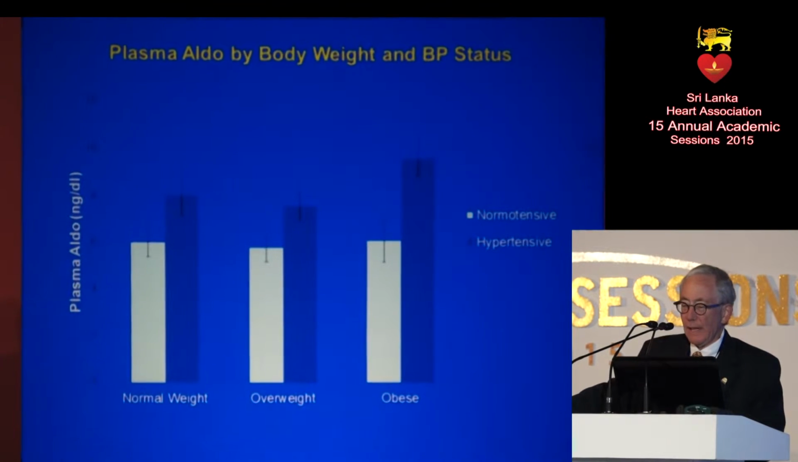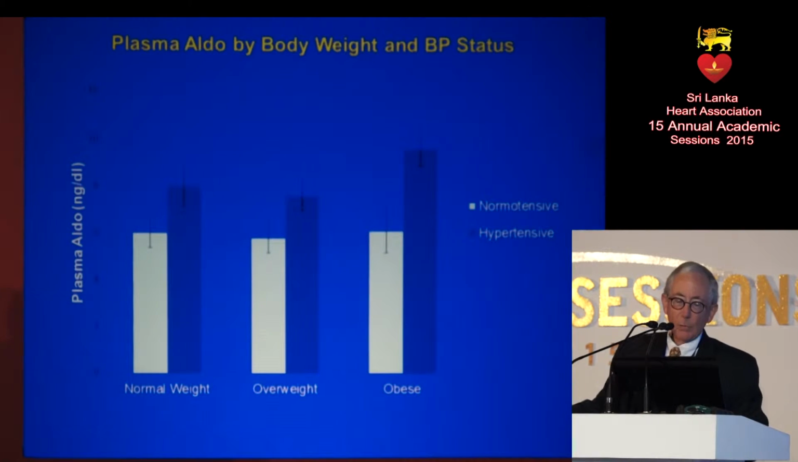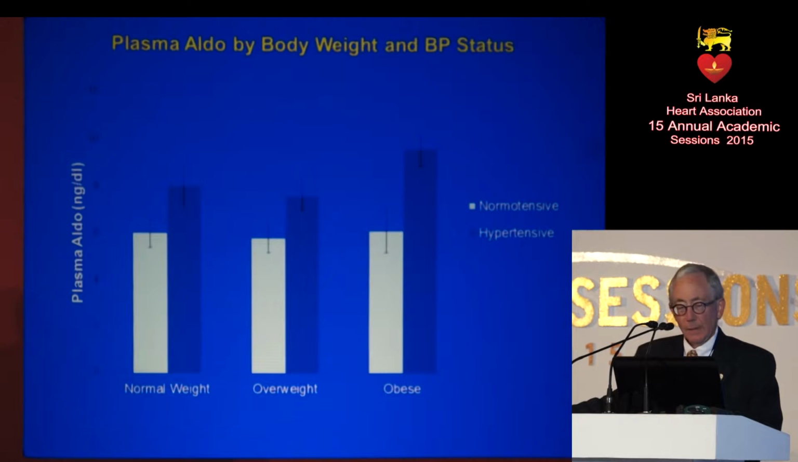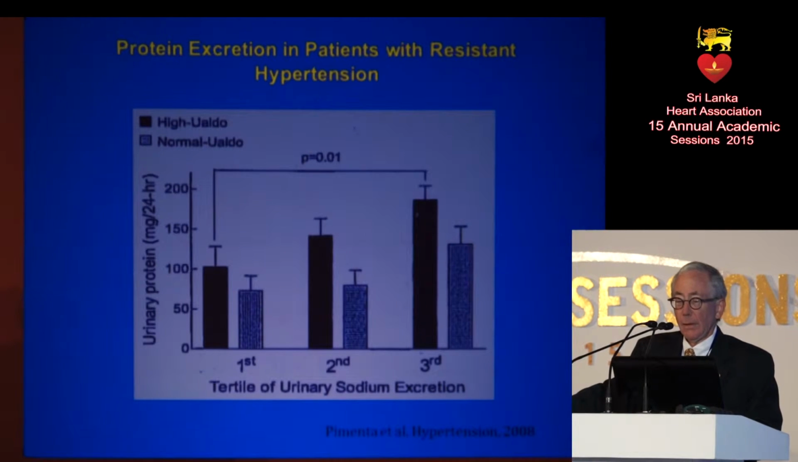We can also see evidence of this. People with high blood pressure, regardless of their weight, tend to have higher plasma aldosterone levels. Associated with these changes are increases in left ventricular mass, urinary protein excretion, again, more commonly associated with higher aldosterone.